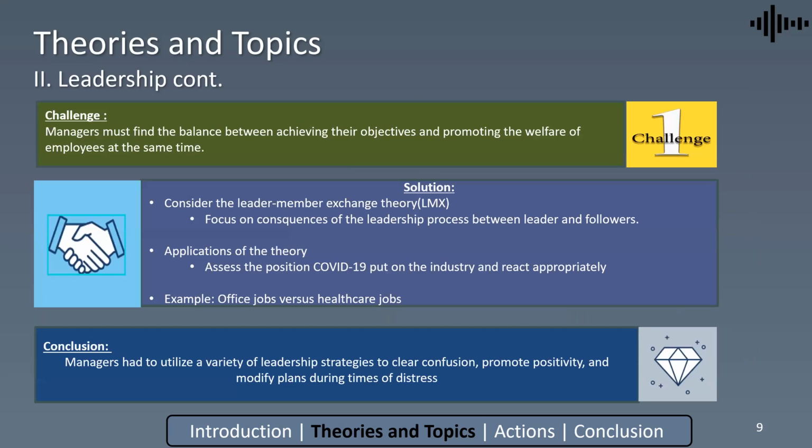To combat this challenge, managers should consider the leader-member exchange theory, which suggests that the leadership process consists of the relationships between leader and follower and varies considerably depending on the context. Managers must recognize that the effects of COVID are industry-specific and react accordingly. For example, office workers who are mandated to work from home may suffer from isolation, and managers must use motivation tactics to boost positivity and morale. Contrastingly, authority figures in the healthcare industry may use appraisal and reward strategies to recognize the work of doctors, nurses, and many others who are risking their lives.